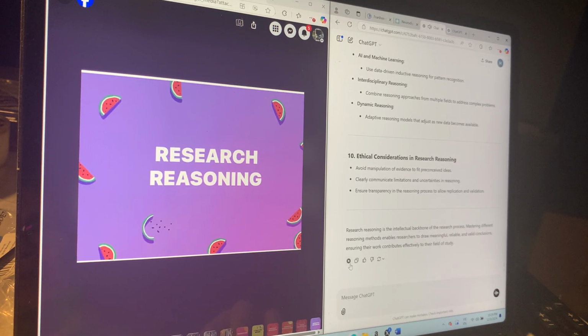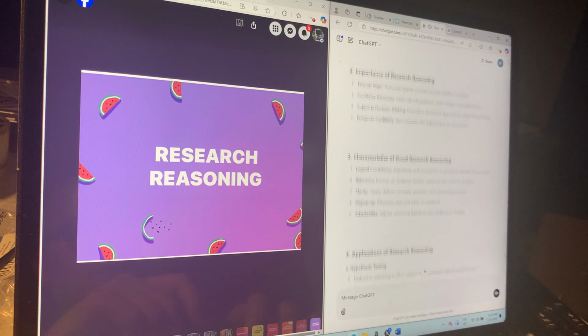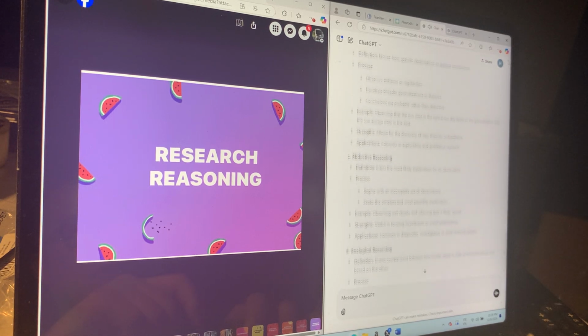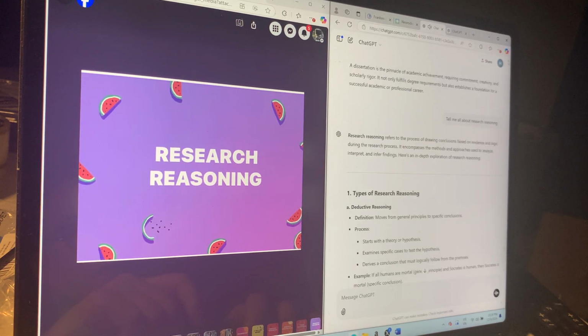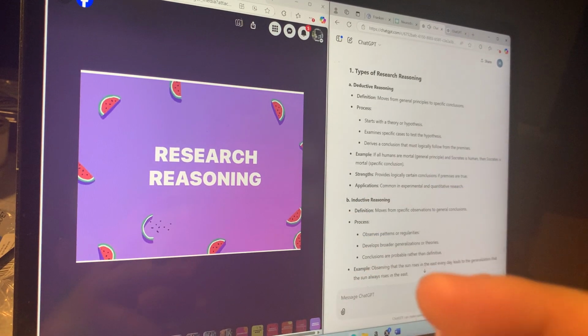Research reasoning refers to the process of drawing conclusions based on evidence and logic during the research process. It encompasses the methods and approaches used to analyze, interpret, and infer findings. Here's an in-depth exploration of research reasoning. 1. Types of research reasoning.